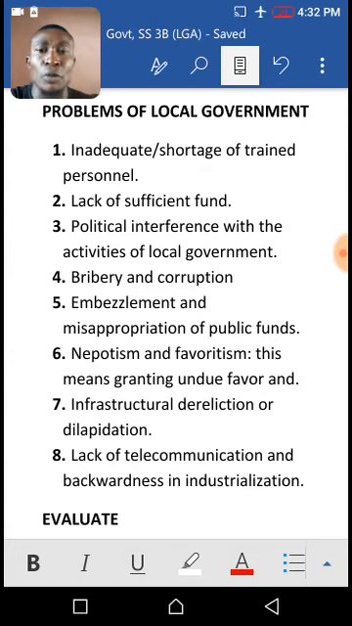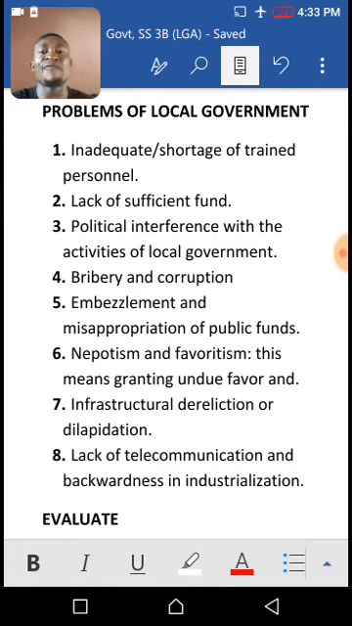The next one, number six, is nepotism and favoritism. This means granting undue favor. This is when the imposition of mediocrity comes into play because somebody is close to a highly placed personnel at the federal or state level. He will give him or her a contract, and as such there is room for corruption. Even when the person is misbehaving, is indisciplined, is not conforming to the ethics of the job, he will not be questioned. So nepotism and favoritism is a critical problem that needs to be looked into in local government administration.